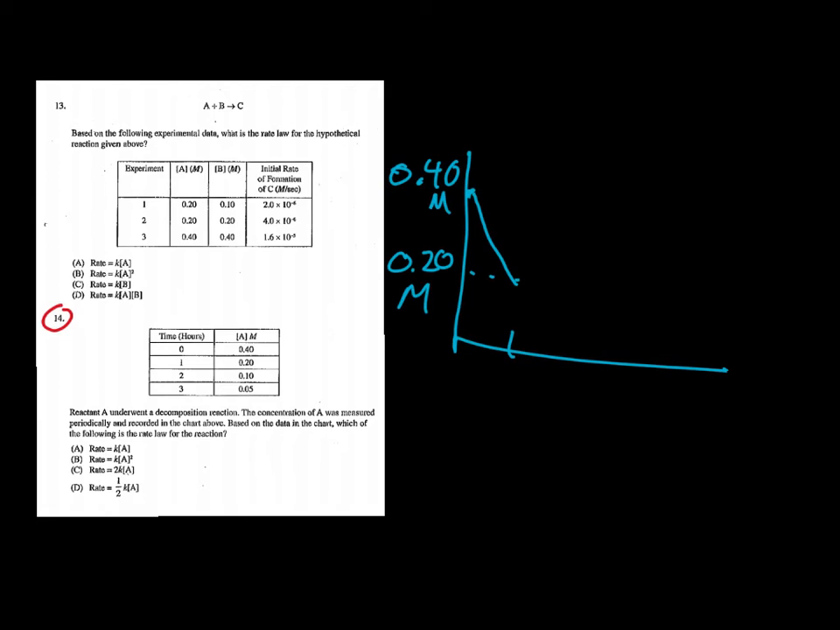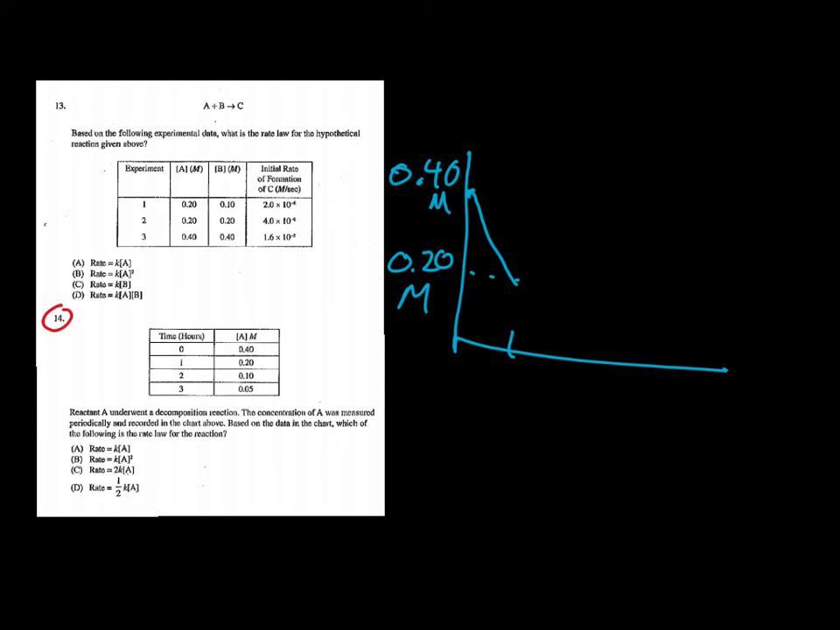Now, the key thing to notice in our table is that if I were to graph this data, let me graph it, changing concentration over time, at 0 hours here, we'd have 0.4 molar. And after 1 hour, it had dropped to half that amount, right? It had dropped to 0.20. So we know that the half-life of this substance is 1 hour.